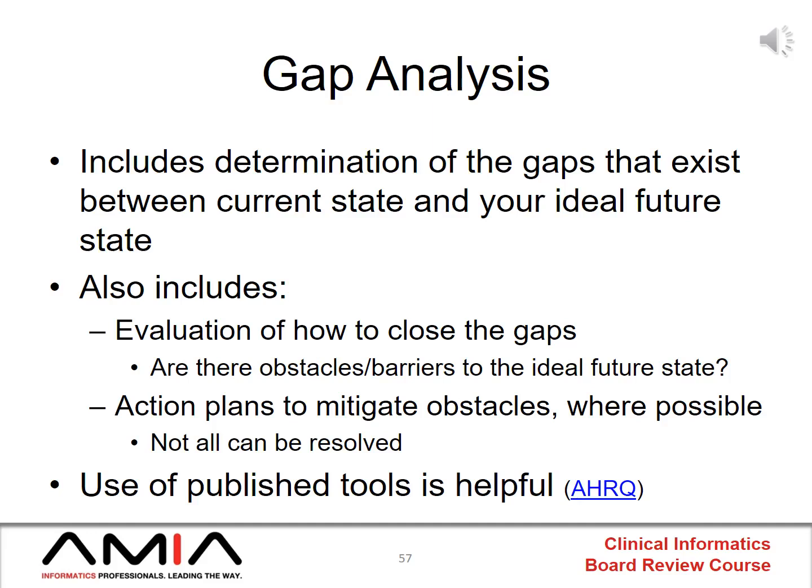A gap analysis is a determination of the gaps that exist between your current state and your ideal future state, and it should also include an evaluation of how you might be able to close the gaps. Are there obstacles or barriers to that ideal future state that will need to be addressed prior to putting your process redesign into place? A gap analysis should also include action plans to mitigate obstacles where that's possible, but as previously stated, you may not be able to resolve all of them. There are a number of published tools which are helpful in doing a gap analysis that are published on the Agency for Healthcare Research and Quality website, among others. There's a web link here, and there are references listed for this lecture as well.